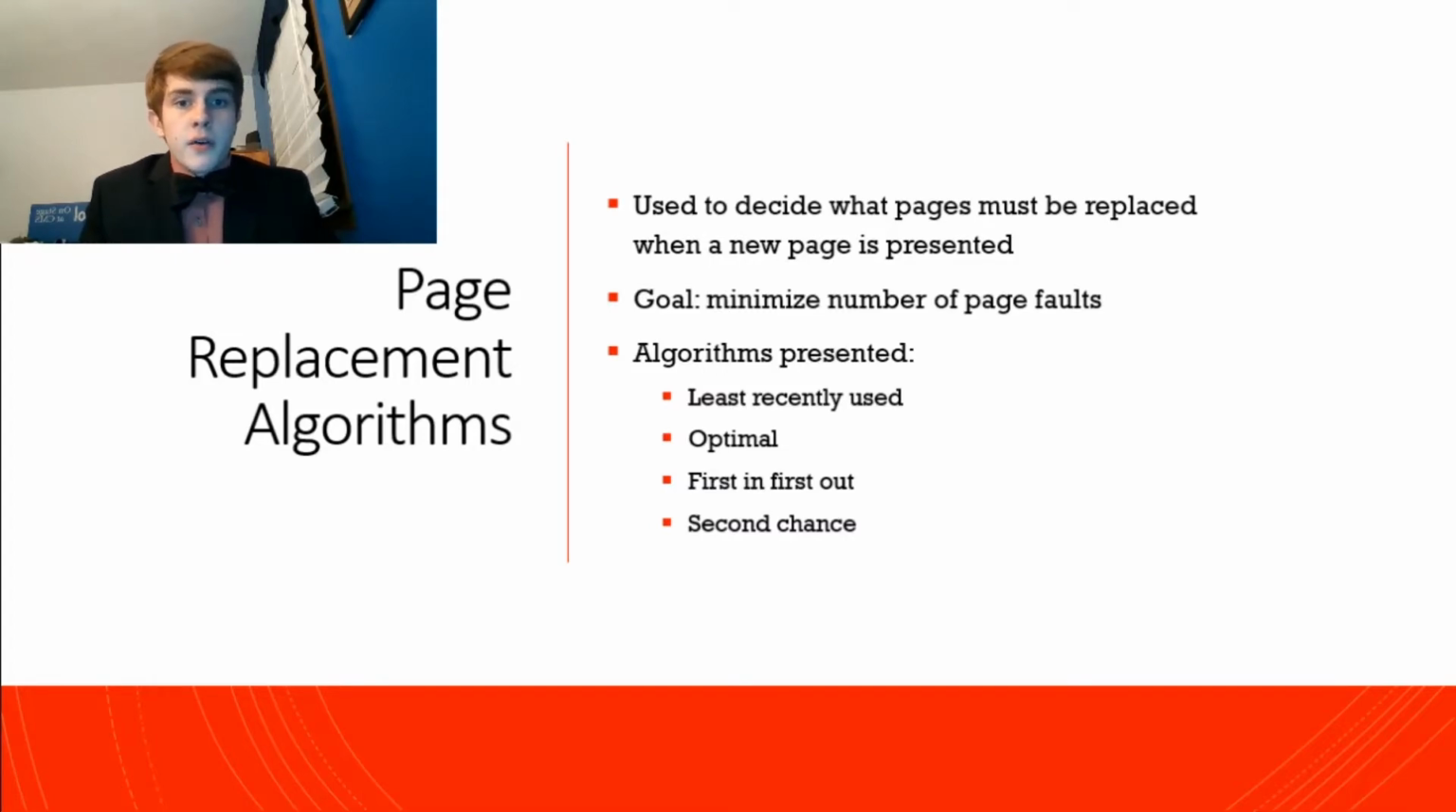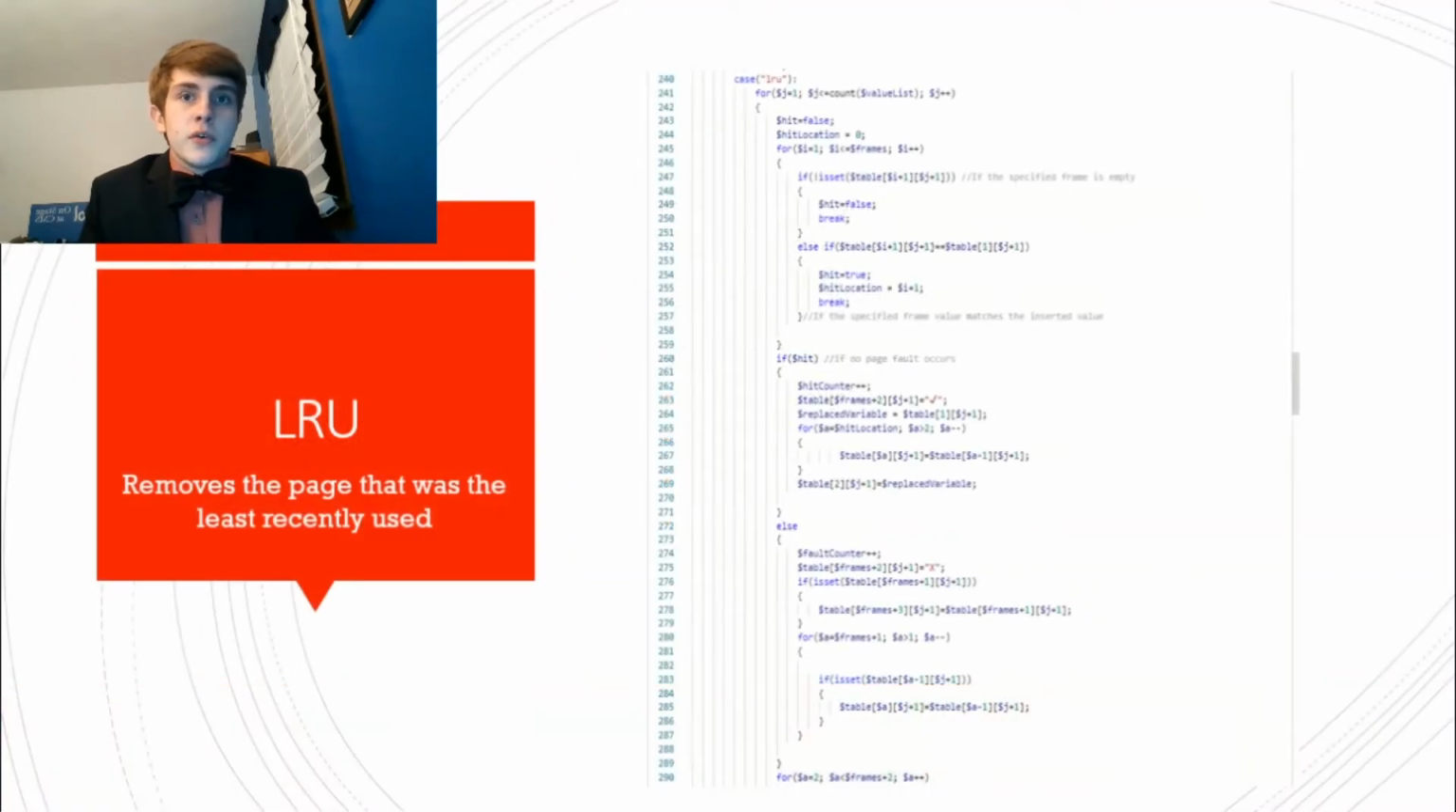The algorithms we're going to be talking about are the least recently used, or LRU algorithm, the optimal algorithm, first in, first out, or FIFO, and the second chance algorithm. LRU will look for the least recently used page and remove that one. That is determined by putting hits on the top of the stack, and on misses, pushing everything down. If all page frames have been taken, the lowest one will be the one that's removed.